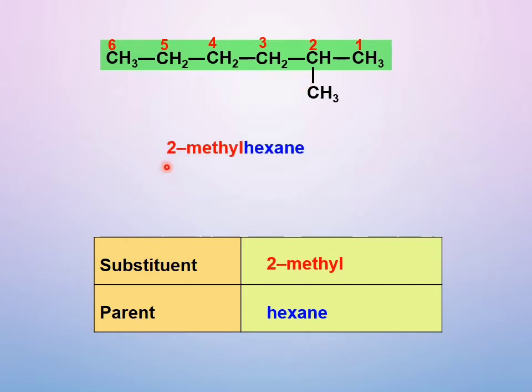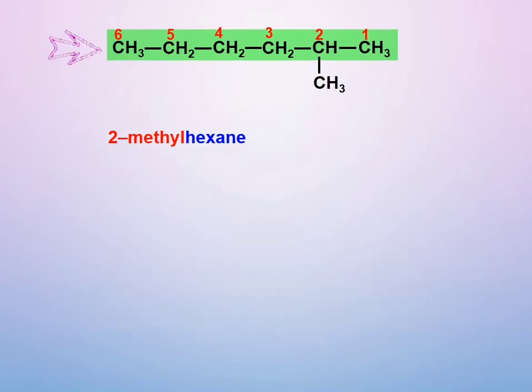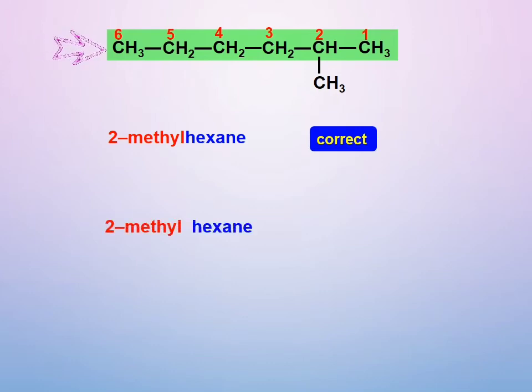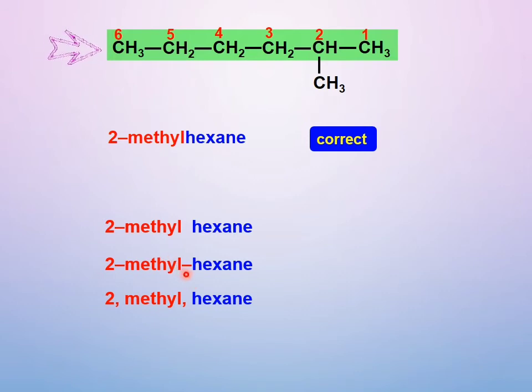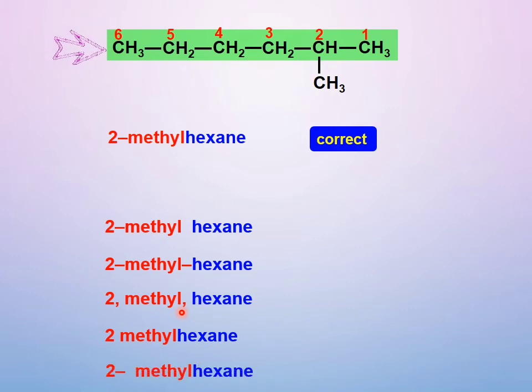To separate the number and the letter, a hyphen is written in between. And remember, the IUPAC name occurs as one word, so there's no spacing. The common mistake made by students is sometimes they put a space between the substituents and the parent. Sometimes they mix up the hyphen and the comma. The hyphen is to separate numbers and letters, and the comma is to separate the numbers. So all these are common mistakes made by students.